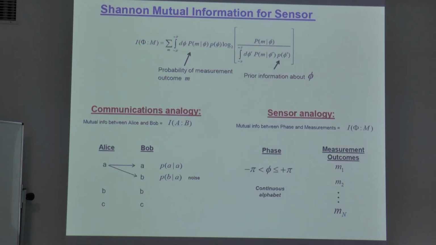We can use this Shannon information to characterize how good of a quantum sensor we have. So this is the communication analogy we just described. On the other hand, in the sensor analogy, the phase can be between minus pi and pi. It's a continuous alphabet, not discrete. The measurement outcomes that we measure, how many photons come out of the Mach-Zehnder interferometer, would be discrete. But there's no problem with this. You can still calculate the information between the continuous alphabet and the discrete.